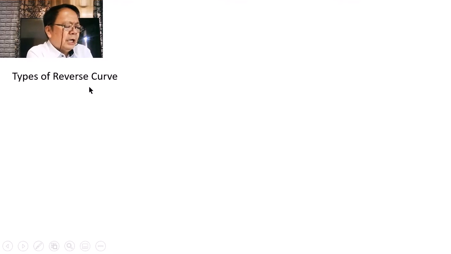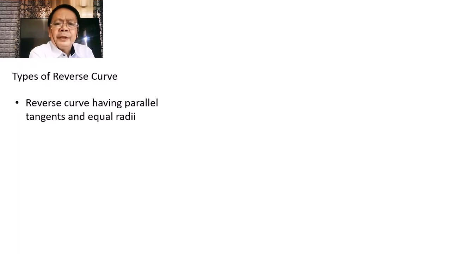So, in the study of reverse curvature, kailangan nating intindihin or alamin ano ba itong mga tinatawag nating types of reverse curvature. Pag sinabi nating types, we have here at least 4 different types. The first is called a reverse curvature having parallel tangents and equal radii. Kapag meron doon tayong tangents that are parallel and the radius of the curvatures are equal, then we are having the first type of the reverse curvature.